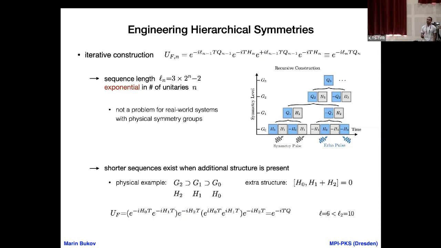For instance, here's a simple example where I take 3 groups, G2, G1, and G0, with the corresponding generators. Now if I impose the additional constraint that this commutator vanishes, then a sequence which only consists of 6 terms would obey the properties that I want: every higher order in the BCH will break one symmetry at a time. And this sequence has only 6 terms, compared to the one above for 3 symmetry groups, which would have 10 terms. So there might be even simplifications if further structure is assumed.